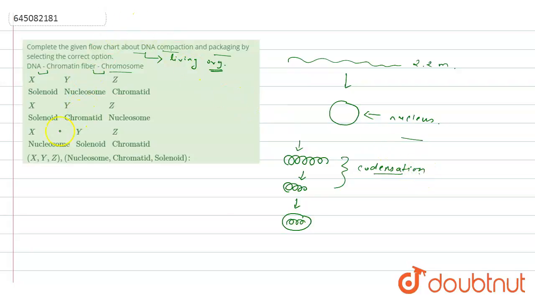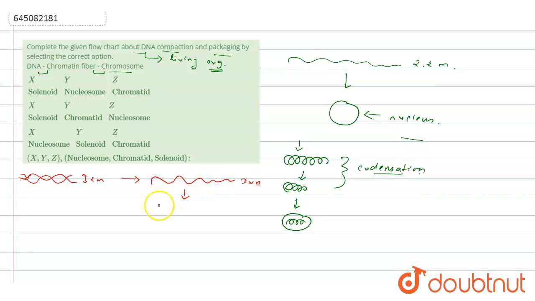So what happens? Let's say you have this DNA. The diameter of DNA is just 2 nanometer. What happens? This DNA undergoes coiling. For the sake of understanding, I'll just write it like this. So this is your DNA, and it undergoes coiling.